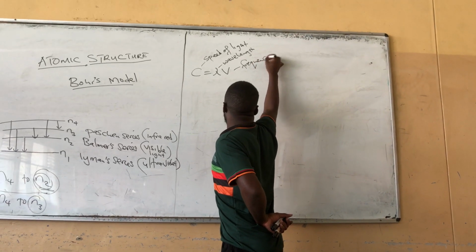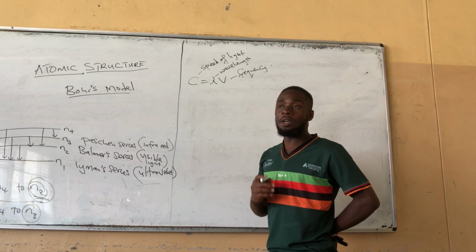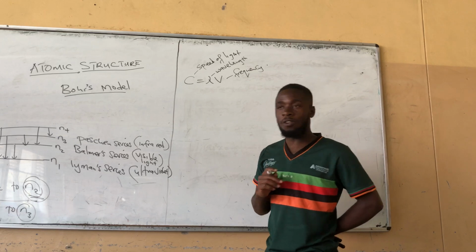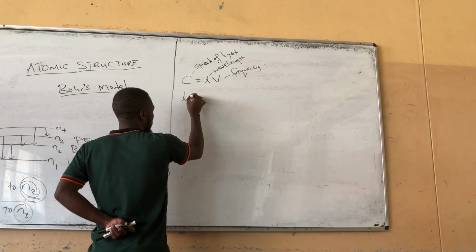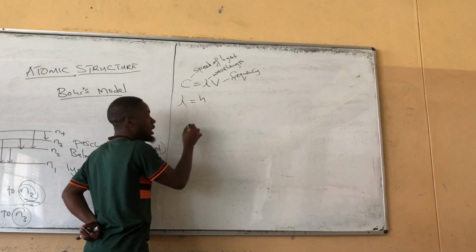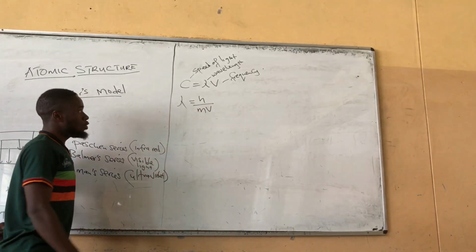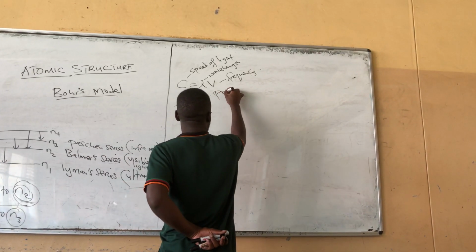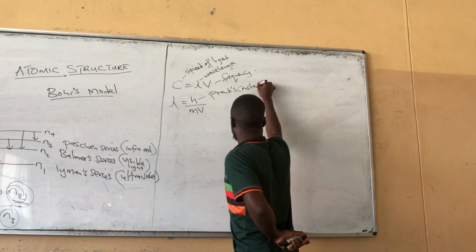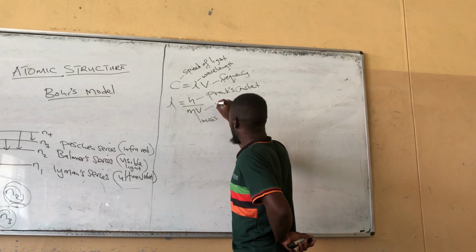Another formula for wavelength is when you're given the mass and the velocity. The wavelength, lambda, is equal to Planck's constant over the mass multiplied by the velocity. Here is Planck's constant, M is the mass, and this one is the velocity.